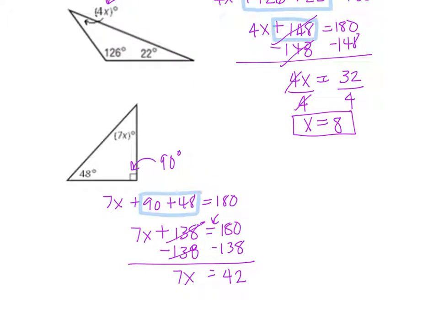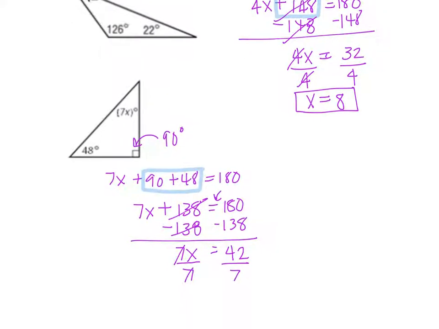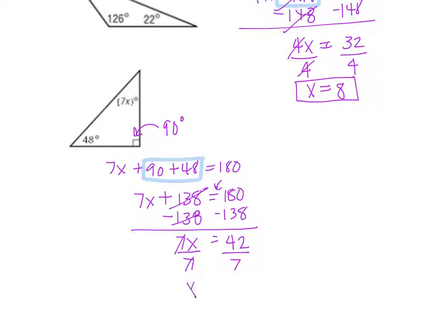Now my variable is still not isolated. I have a coefficient with my variable that tells me it's multiplication. So now I need to do the opposite, the inverse operation, which is divide by 7. When I do that, I create that ginormous one. I've isolated my variable and I'm left with x. And 42 divided by 7 would give me 6. So that means if I put 6 in place of x, I would find out that that angle is equal to, what is 7 times 6? It is 42.